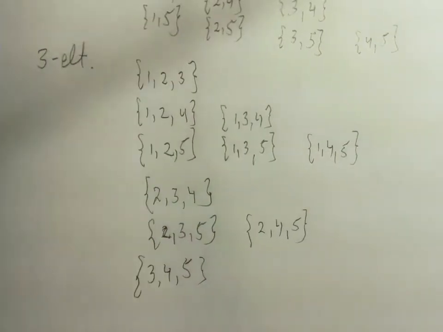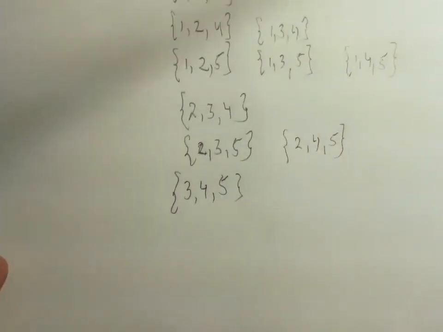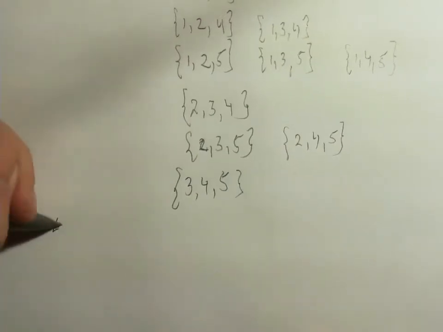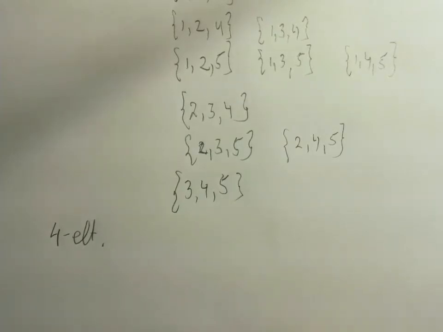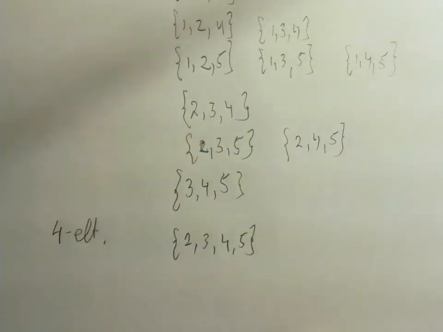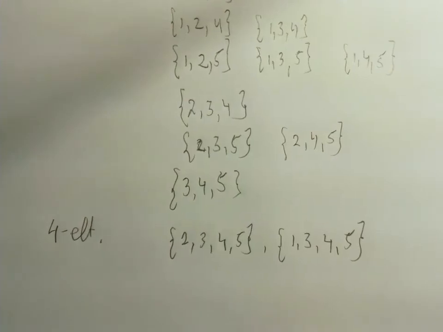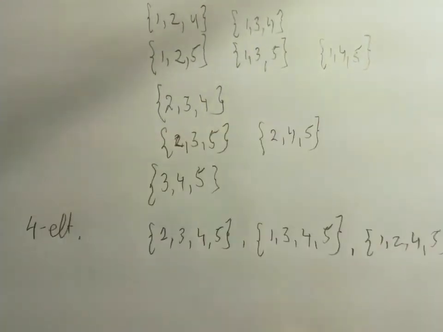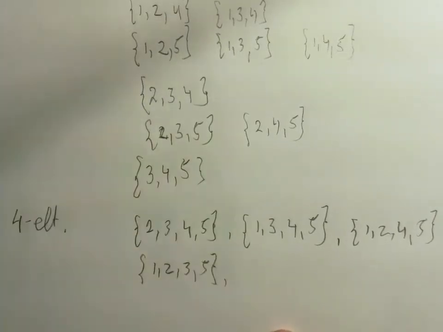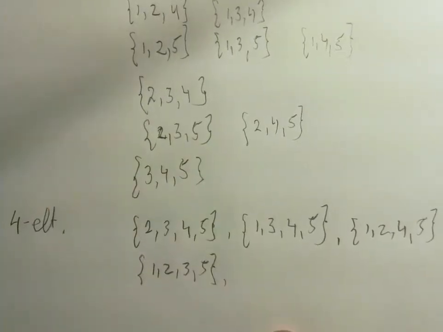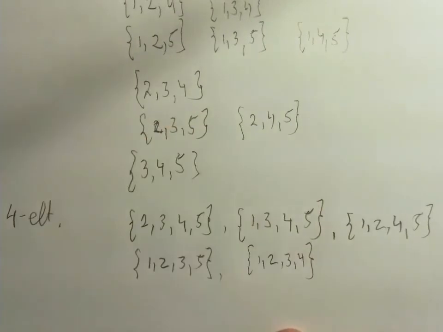Okay, so now for the 4-element subsets, we're going to apply the same trick. Instead of building up the set from scratch, we're just going to grab the entire 5-element set and kick out just 1 element. So we can kick out 1, then we get 2, 3, 4, 5. We can kick out 2, then we get 1, 3, 4, 5. We can kick out 3, then we get 1, 2, 4, 5. We can kick out 4, then we get 1, 2, 3, 5. And finally, we can kick out 5, and then we get 1, 2, 3, 4.